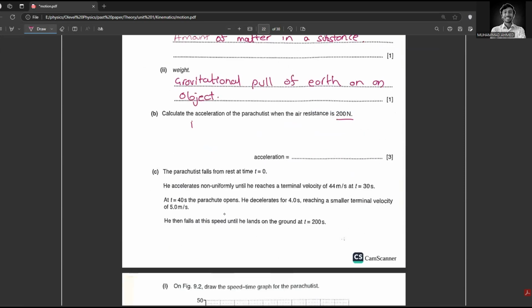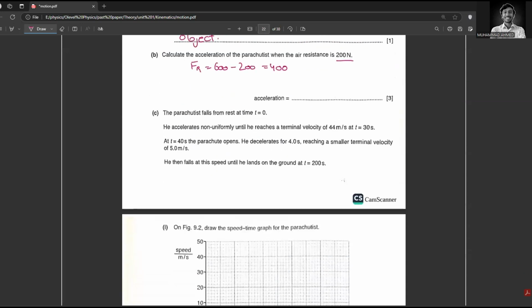Very easy. The resultant force will be what? 600 minus 200, that is 400. What is your mass? 60 kg. So F is equal to ma. 400 is equal to the mass, that is 60, into acceleration. 400 divided by 60, this comes out to be 6.7. Acceleration is equal to 6.7 m s^-2.